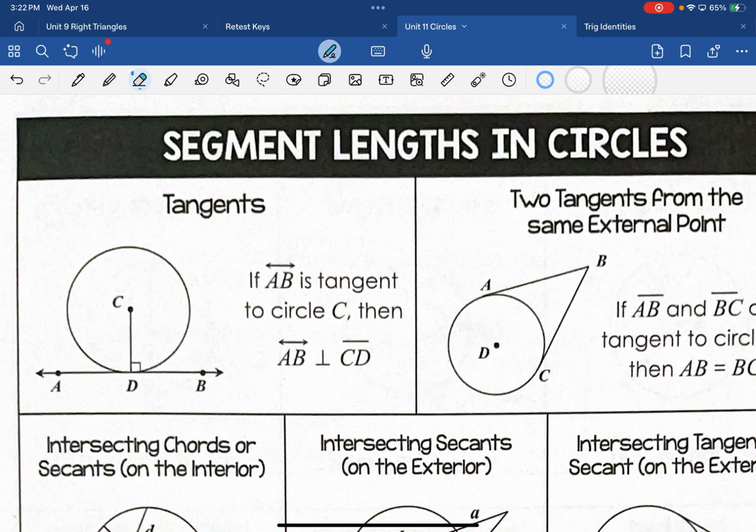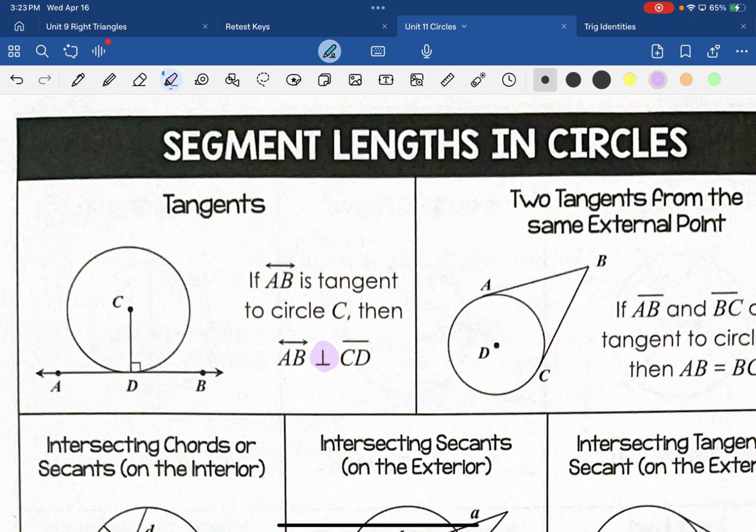Right here, these first two are what we talked about on Monday. So on the first little box, what does this sign mean? Perpendicular. Okay? Perpendicular means that it makes a 90-degree angle, but specifically for this, it's when your radius and your tangent intersect, it makes a 90-degree angle. So that's what this is telling you.